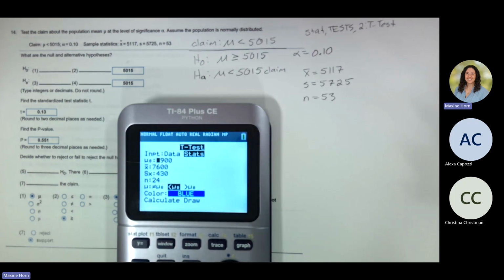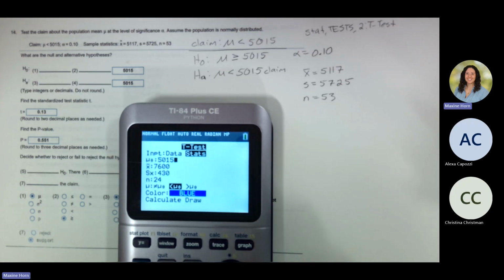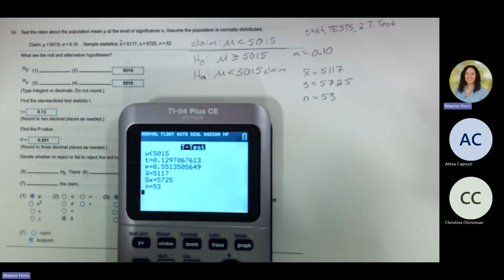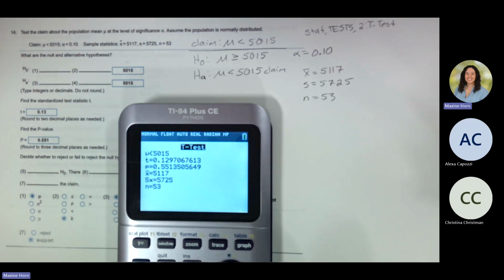The number associated with our null hypothesis is 5015. Sample mean is 5117. Sample standard deviation is 5725. Goodness, that's a big standard deviation, isn't it? Wow. Okay. Sample size is 53. And the symbol related to our alternative hypothesis is the less than, which happened to already be highlighted, and then we calculate.